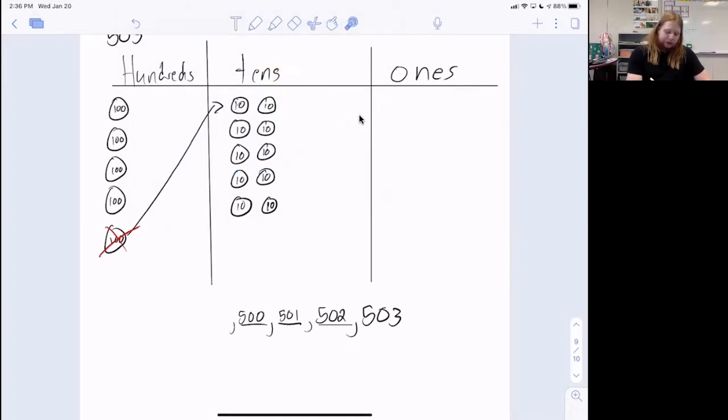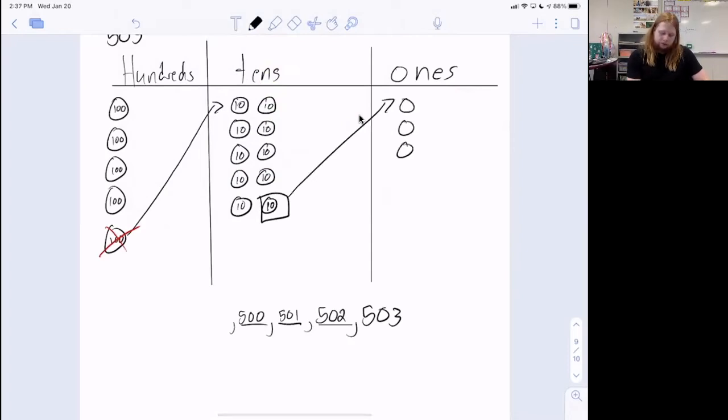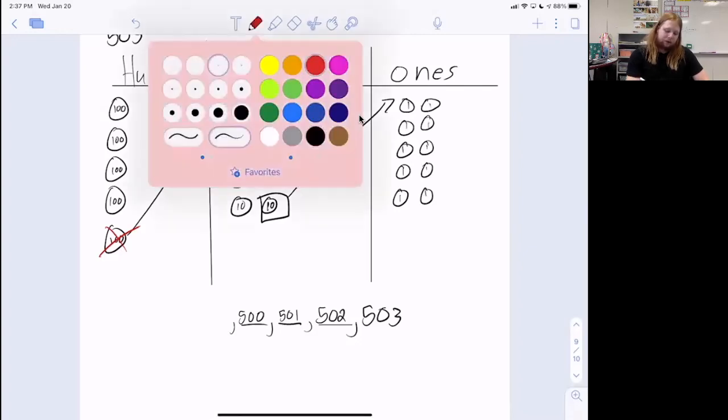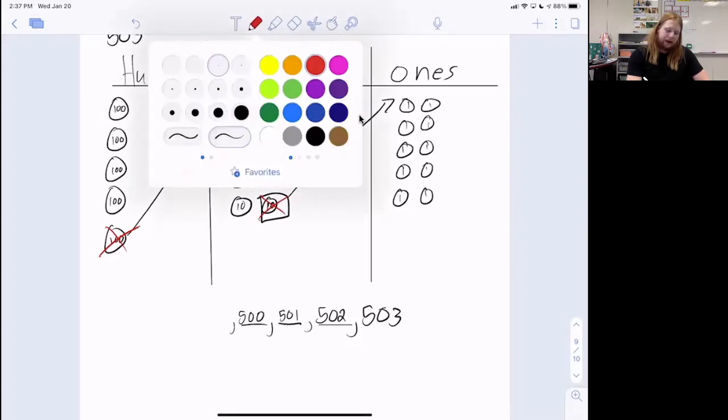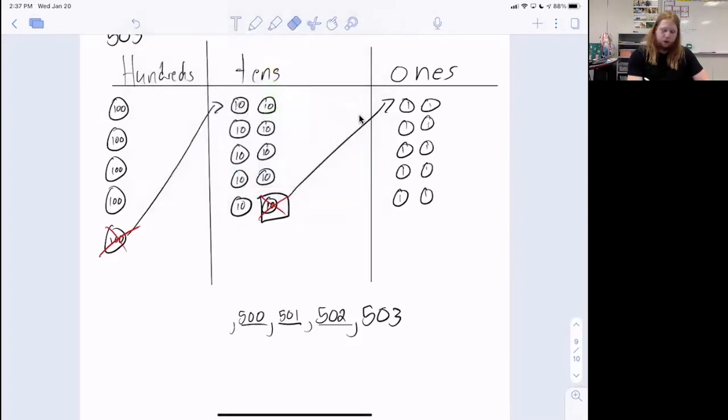Well, why don't we take this 10 chip and convert it into 1 chips? How many 1s equal 1 10? 10. So let's draw our 10 frame style. So 5 and 5. And now, after I draw an X through this to show we don't have any more, now we can take away one of these 1s.